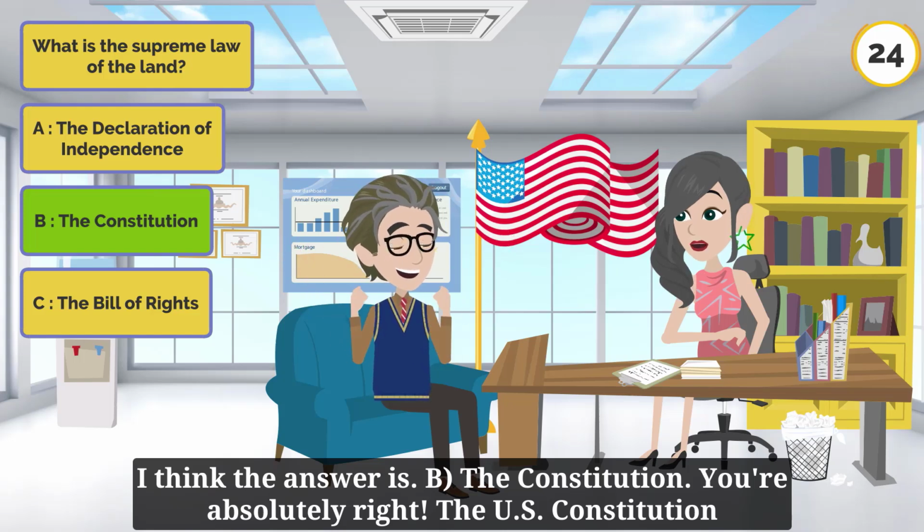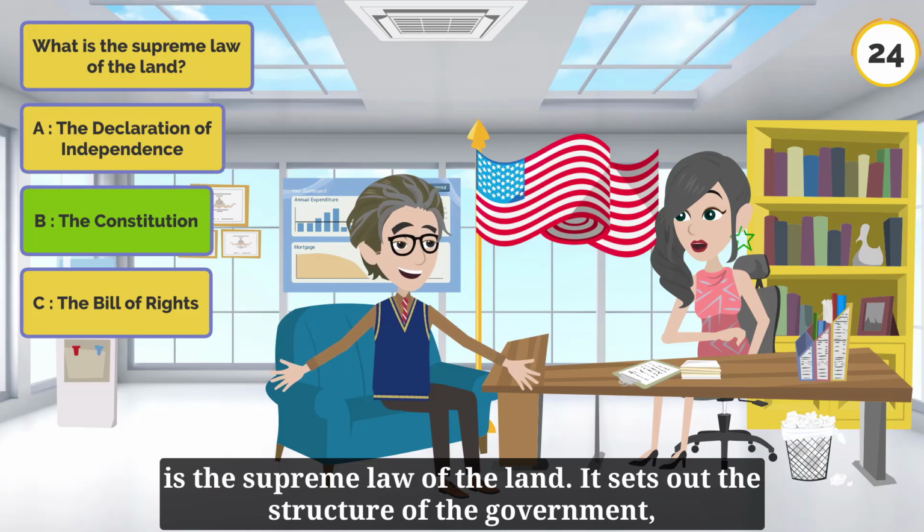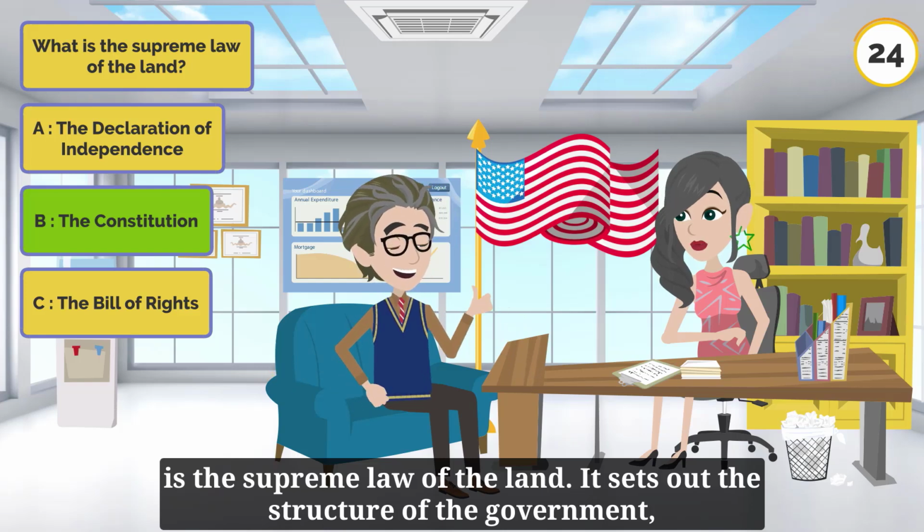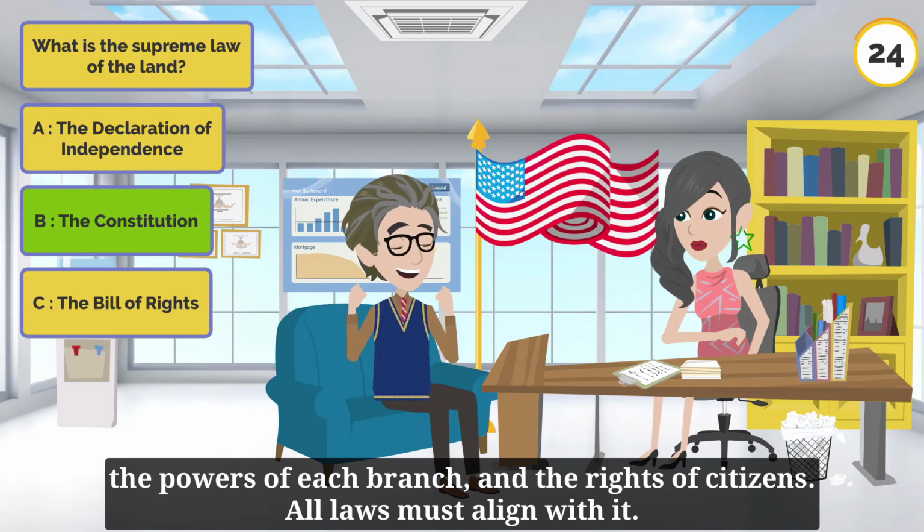The U.S. Constitution is the supreme law of the land. It sets out the structure of the government, the powers of each branch, and the rights of citizens. All laws must align with it.